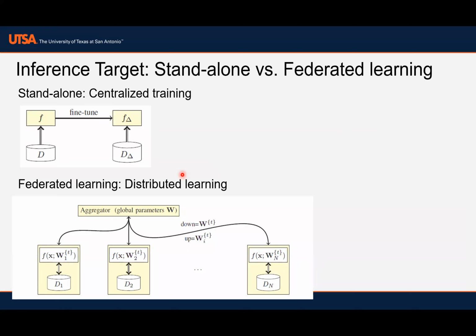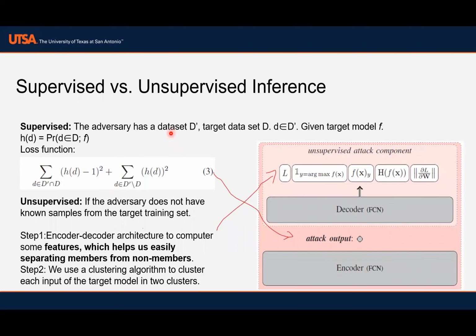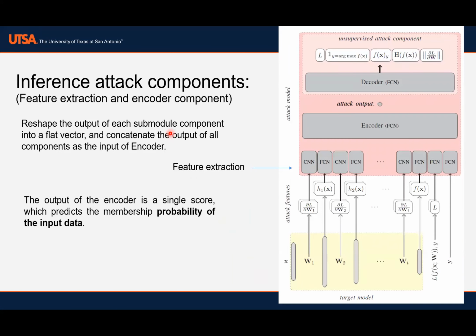Here are two different inference targets for the central. I have a question here. Can you go back to the previous slides? So you mean this is an inference attack? So what is the goal? What kind of inference attack are they doing? The goal is to infer membership in the target model or not.